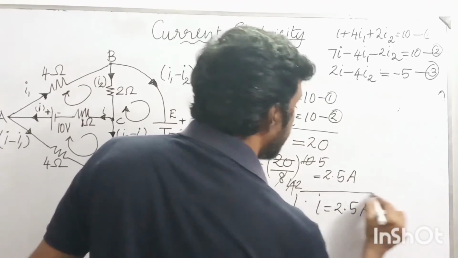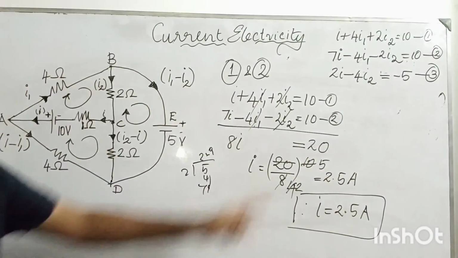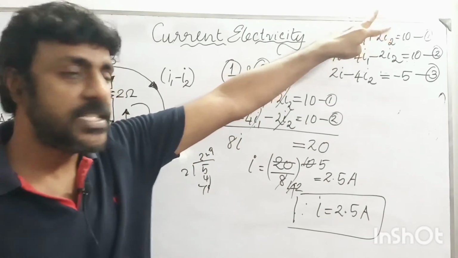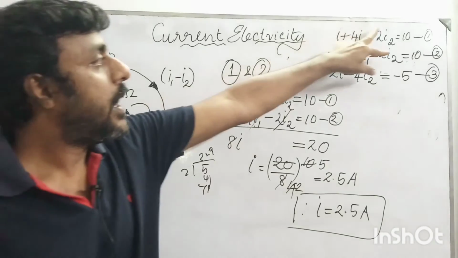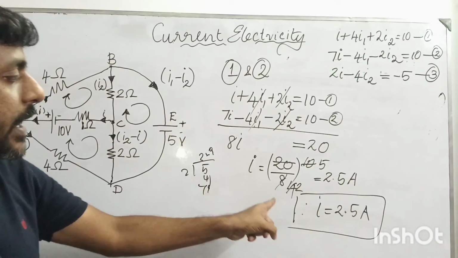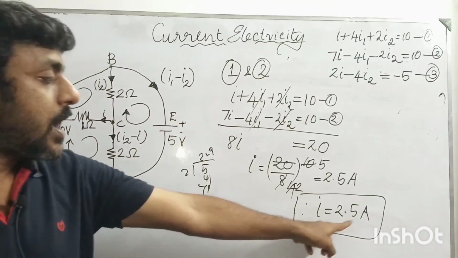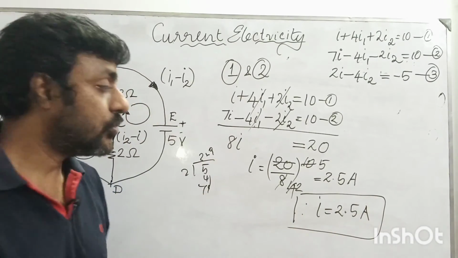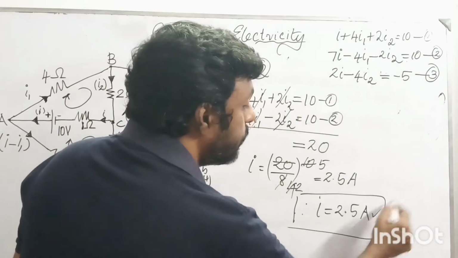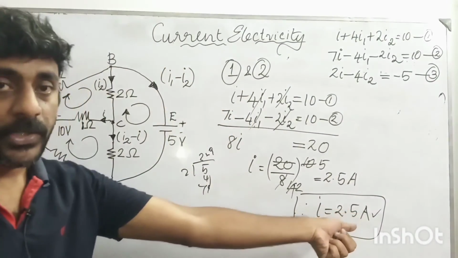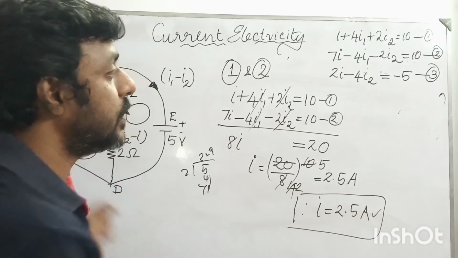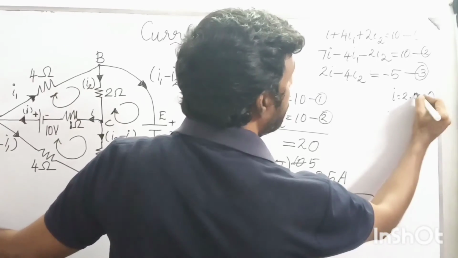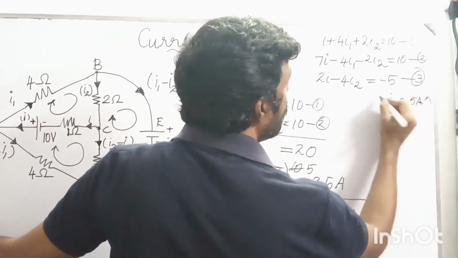This is the value of the current. You got it? Taking equation number 1 and equation number 2, I have solved both the equations and automatically got the value of the current I. I is nothing but 2.5 ampere. Ampere is the unit of electric current, so it's very important that you express the value of the current along with the unit. So I am writing the value over here: I is equal to 2.5 ampere, right?